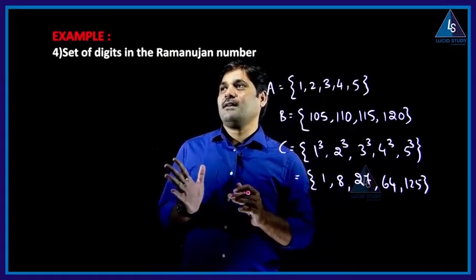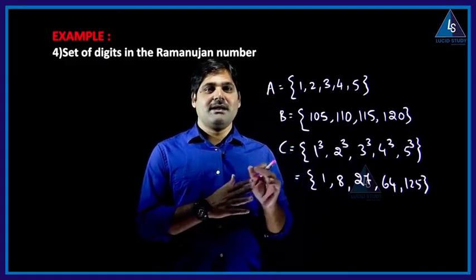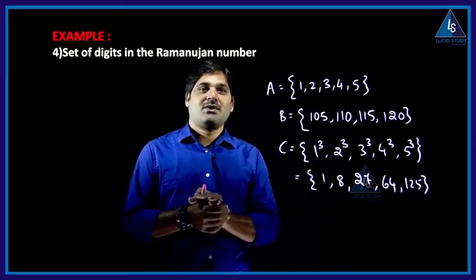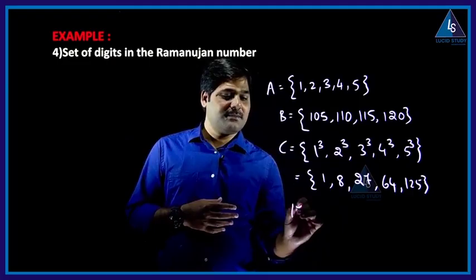Set of numbers in a Ramanujan number. So what is Ramanujan number here? So generally it is a Hardy Ramanujan number. So Ramanujan number is 1729. There is a story for this.